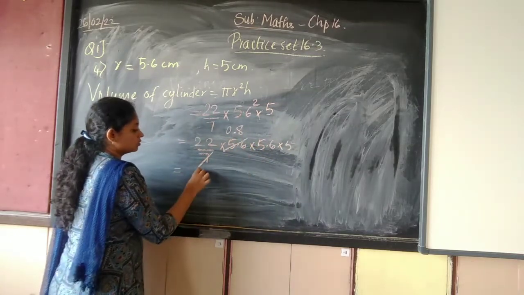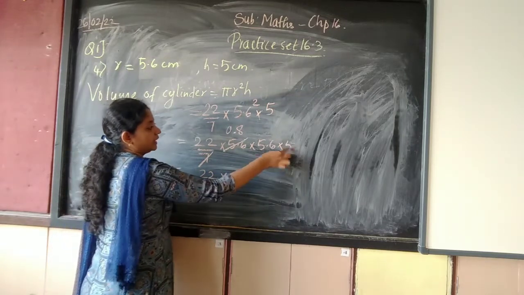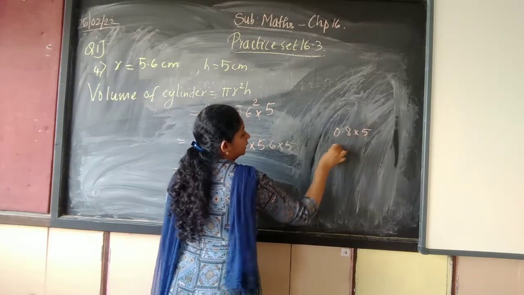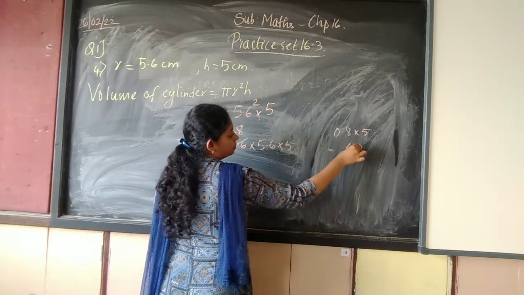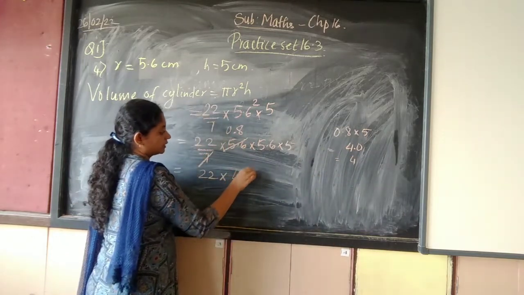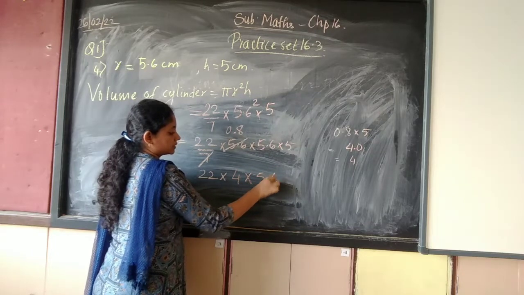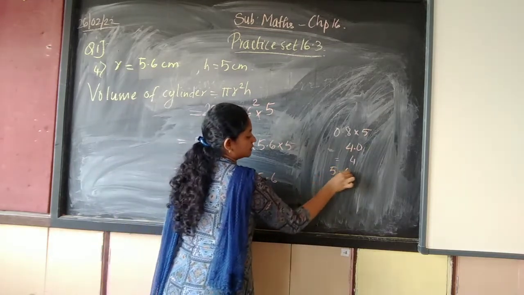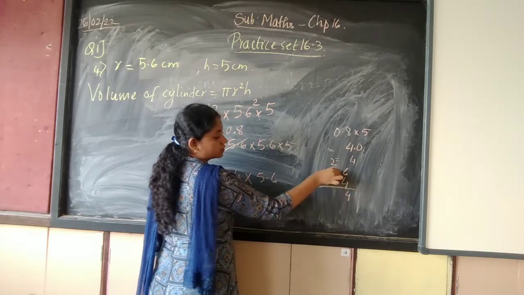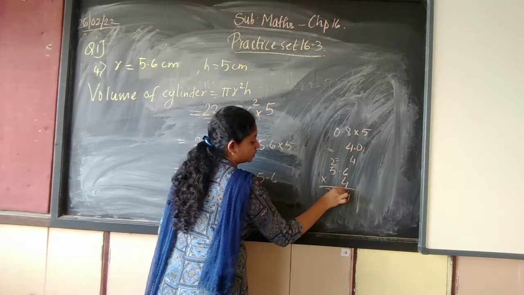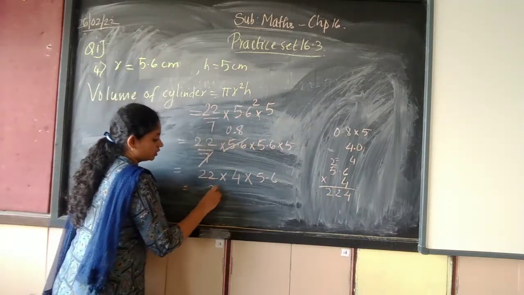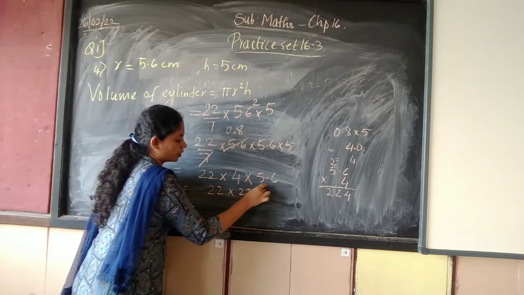Okay students. So 22 into 8 5s are. Now see 0.8 into 5. 8 5s are 40. Decimal point before one number. So what is your answer? 4. So we will get 4 into 5.6. 5.6 into 4. 6 4s are 24. 5 4s are 20 plus 2, 22. What you are getting? 22.4. 22 into 22.4.